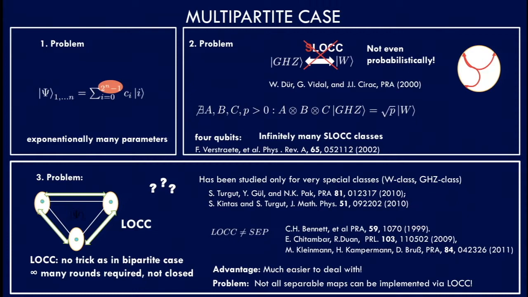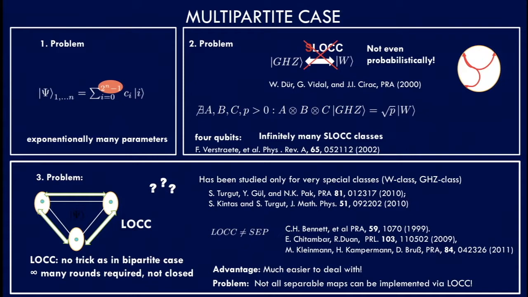The second problem is that we have instances where we can no longer go, not even probabilistically, from one state to the other. For instance, the GHZ state and the W state cannot be mapped with a local operator. I cannot go from the GHZ to the W state. So if Alice, Bob, and Charlie, in this case, are restricted to local operations because they are spatially separated from each other, they can never transform the GHZ to the W or the other way around. So these two states are really living in different worlds. They're not talking to each other, because I cannot even go probabilistically from one to the other.